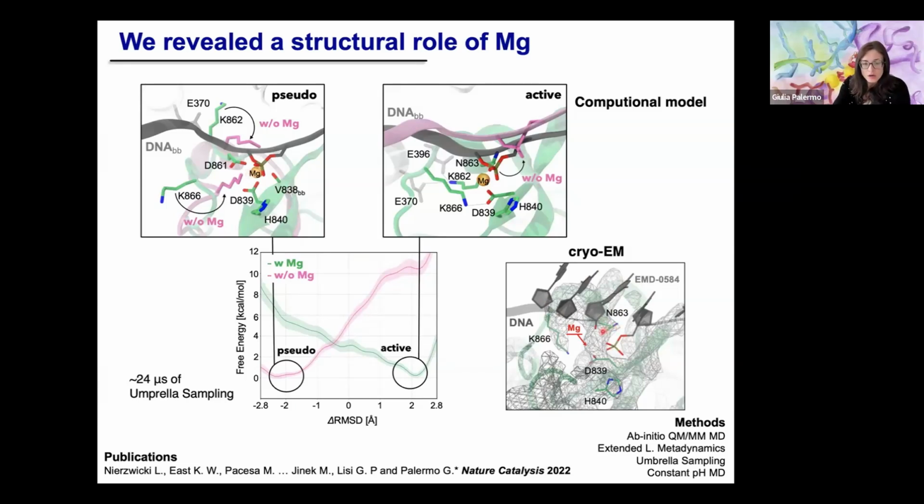However, this cryo-EM structure obtained with magnesium was clearly showing electron density, and it was unclear why prior studies supported the other active site. So what we did was to perform umbrella sampling, moving from the pseudoactive to active with magnesium and without magnesium. And what we see is that without magnesium, the pseudoactive configuration is favored, while with magnesium, the active configuration is favored. So this showed that magnesium holds a structural role, leading the system to assume an active conformation. And it also clarified why the previous structures, which were obtained in the absence of magnesium in the experiment, fell into the characterization of the pseudoactive conformation.